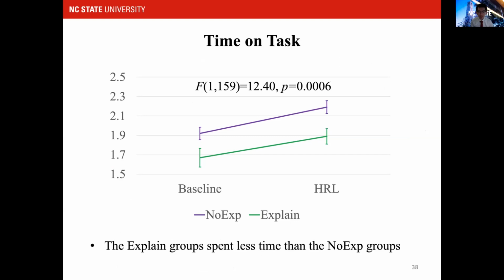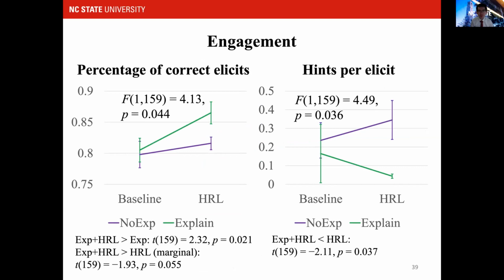For time on task, there was a main effect of explanation in that the explanation groups spent less time than the no-explanation groups. In terms of engagement, for percentage of correct elicits, there was a main effect of policy in that the HRL groups had a significantly higher percentage than the baseline groups. Subsequent contrast analysis revealed that EXP plus HRL had a significantly higher percentage than EXP and a marginally significantly higher percentage than HRL.